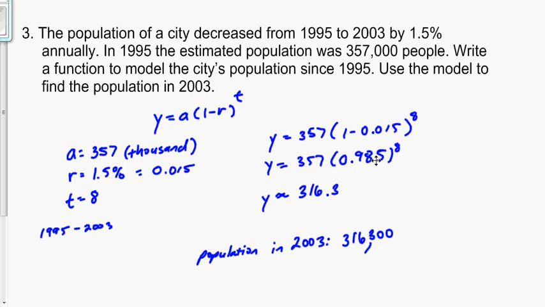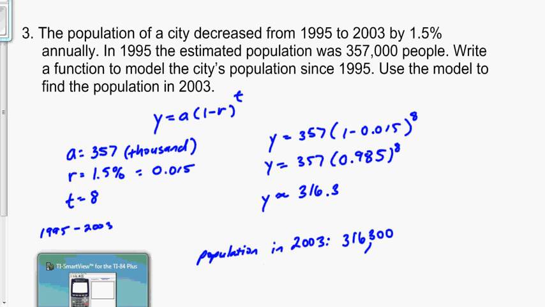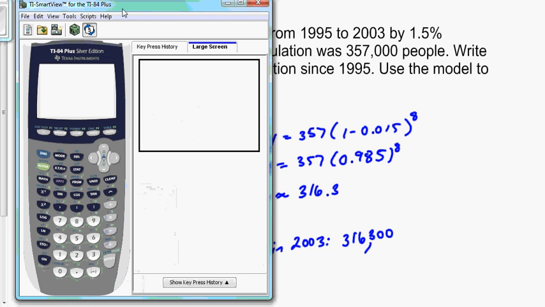But I should mention that if you don't have a scientific calculator, you can still do it. Now, the only interactive calculator that I have is the fancy TI-84, so I'll show you with that. But the idea is that if 1.5% is taken off, then 98.5% or 0.985 is still on.